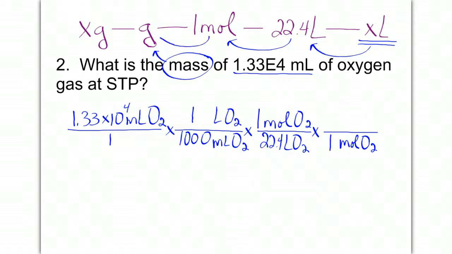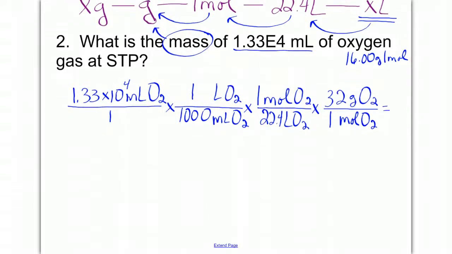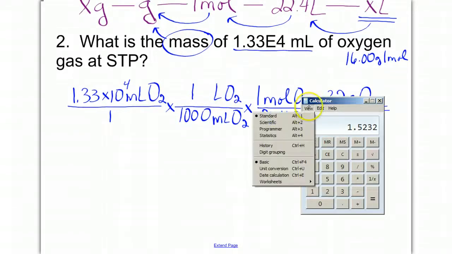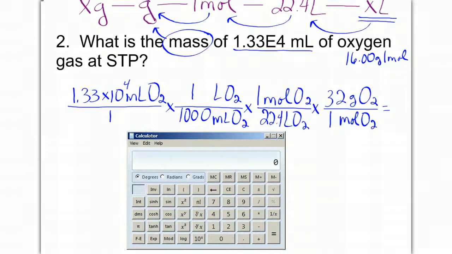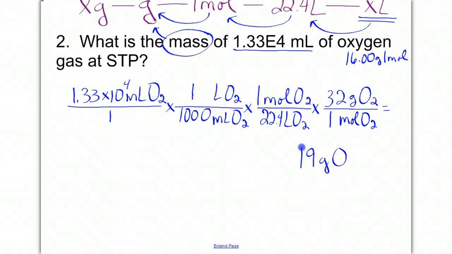Times, draw a line, bring down mole. 1 mole is going to be equal to, and I'm going to go to the periodic table and add up the grams of oxygen. Oxygen is 16.00 grams per mole, and since we have 2 of them, it's going to be 32 grams of O2. Now we can get our final answer. 1.33 E to the 4 divided by 1,000 divided by 22.4 times 32 is going to equal 19 grams of O2.